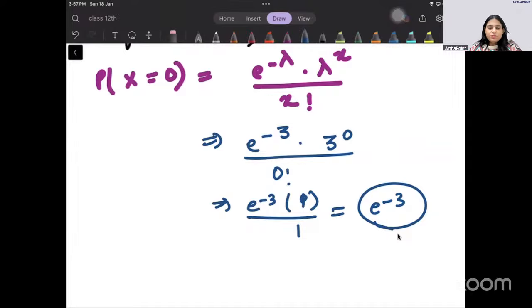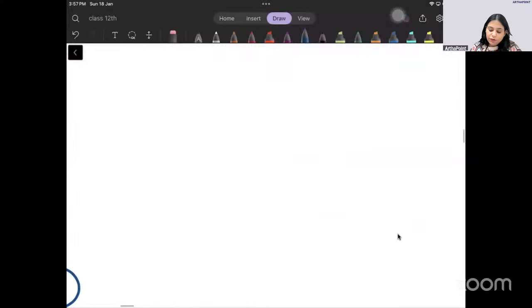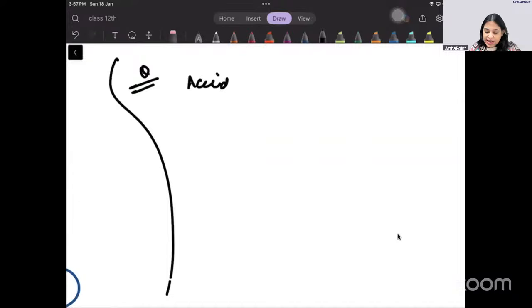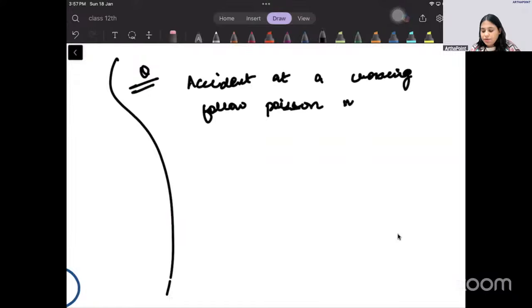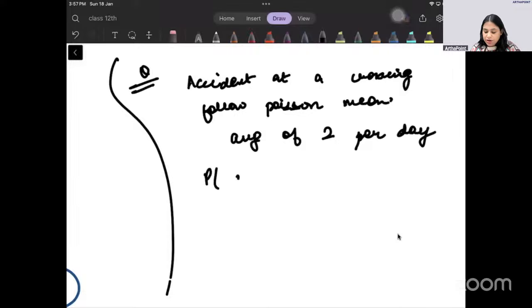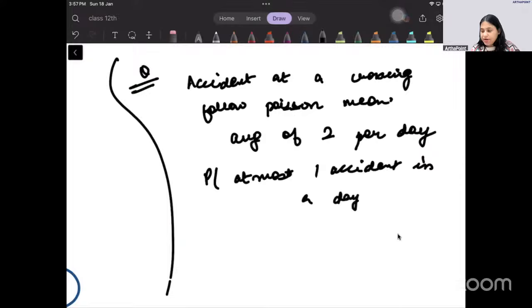Now, another question, all of you will do it yourself. Accidents at a crossing follow Poisson with an average of 2 per day. Find probability of at most 1 accident in a day. Do it, beta. Find probability of maximum 1 accident in a day.